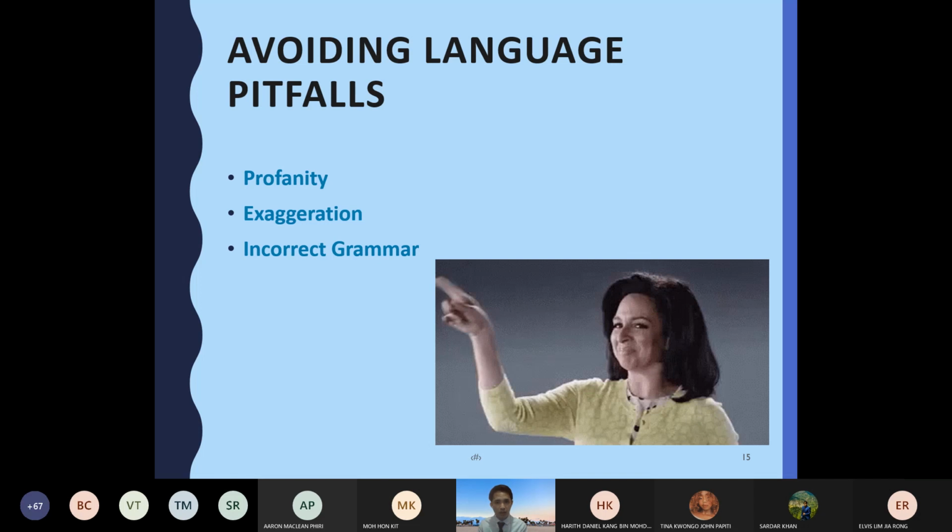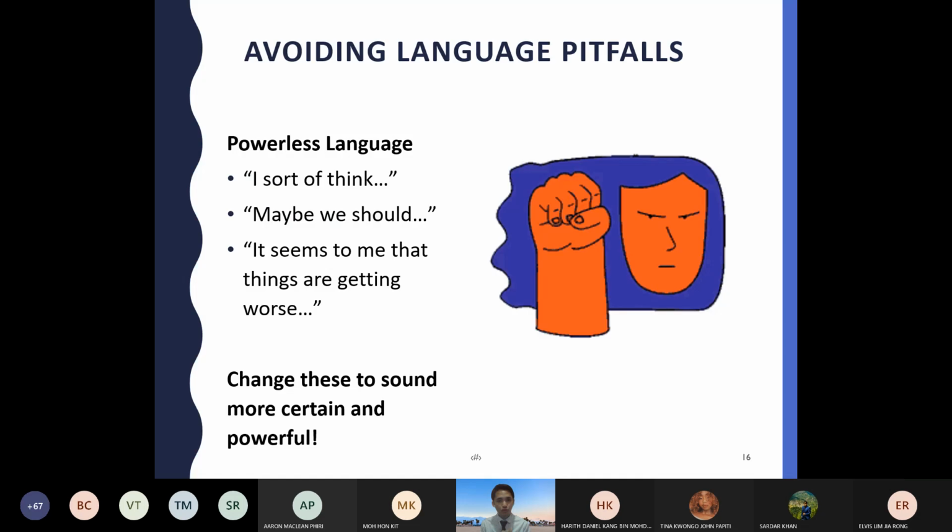And for those who are not very comfortable with your level of proficiency or your grammar, make sure to check with your friends, because now you're working in a group, so you can definitely ask your group members to help you check your grammar. Okay, after that, there is a bit more that we want to discuss today. The next thing that we want to talk about is powerless language.